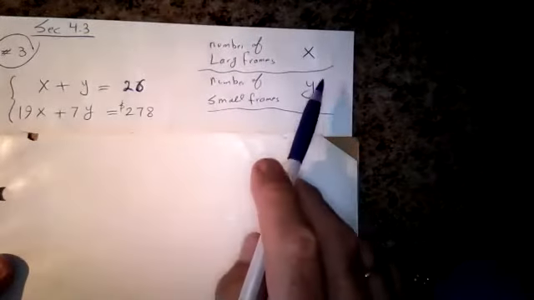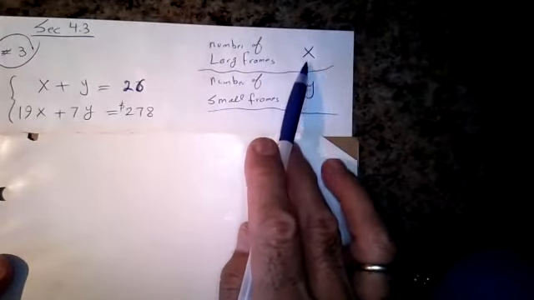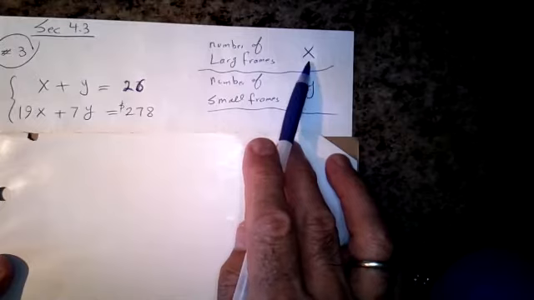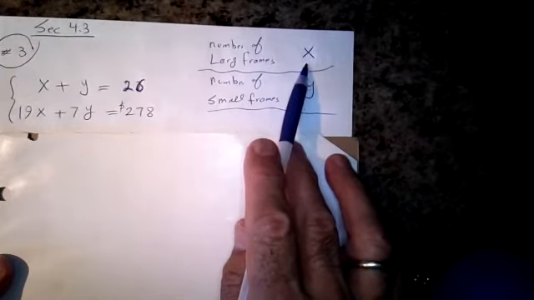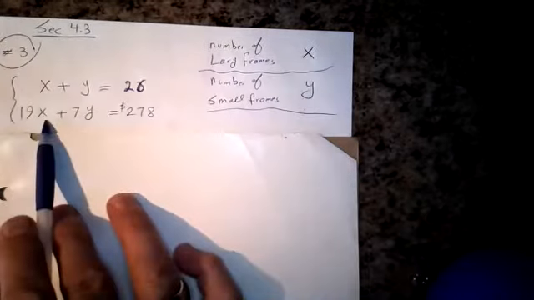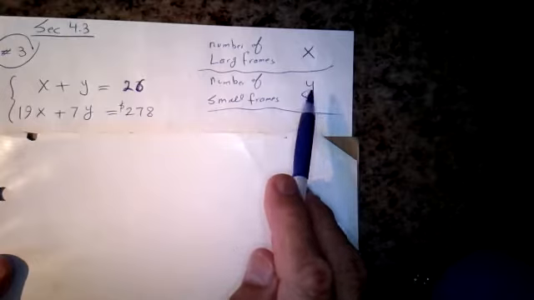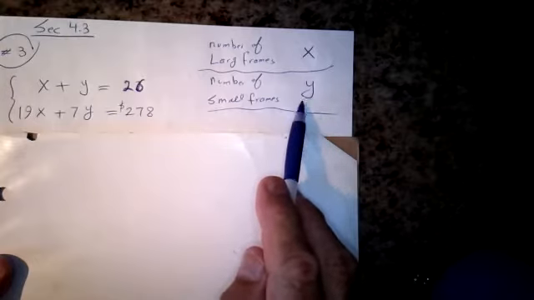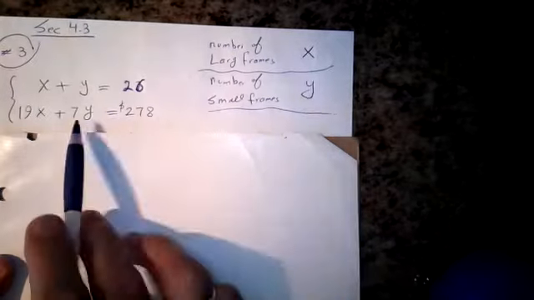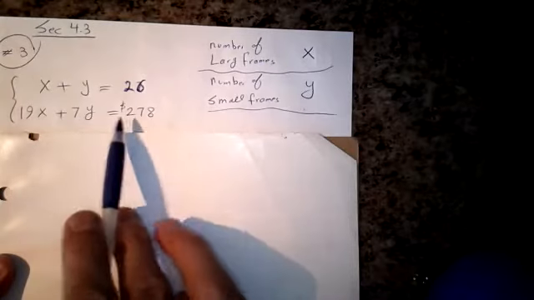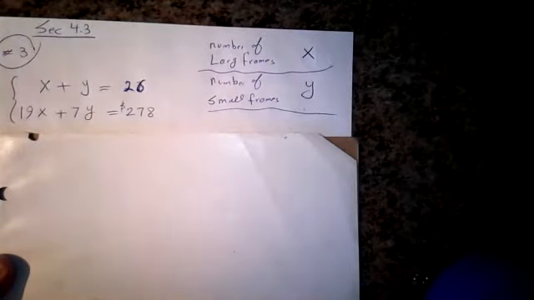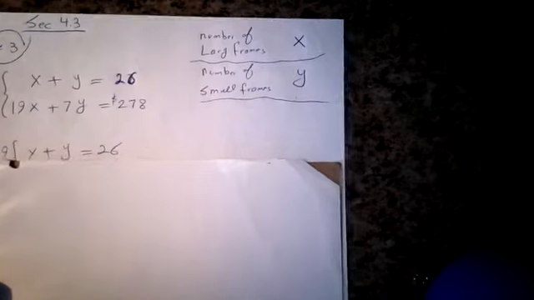So we have X, number of large frames is X, and each is $19 per frame. So you take X and multiply by 19. Number of small frames is Y. We don't know how many, but regardless of how many, you always take that and multiply by the price of one frame, which is $7. That is also given in the problem. So you have 2 equations and 2 variables.